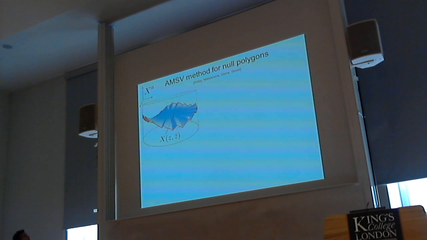Now, what was done in this beautiful paper of AMSV is they understood for the first time how to utilize the integrability of the string equations of motion in AdS in order to compute the minimal area of this surface. And their solution gives you a general prescription for any number of cusps in any configuration.